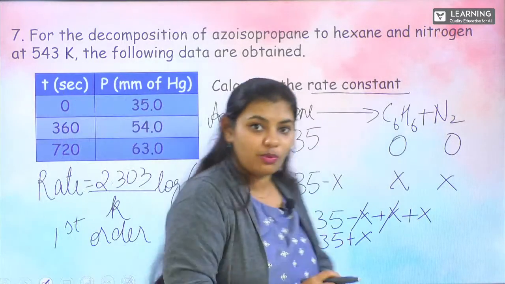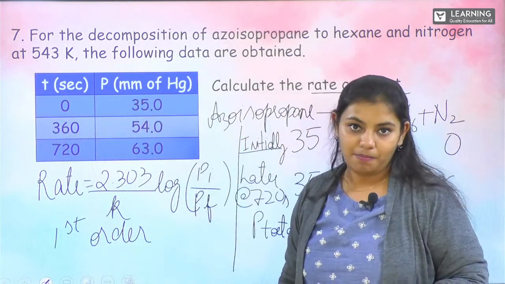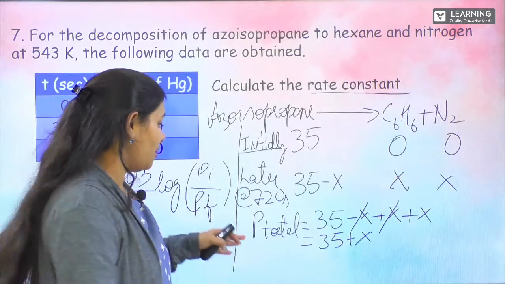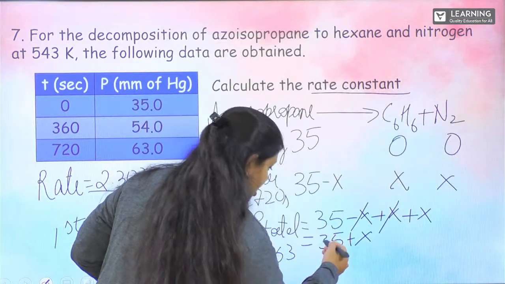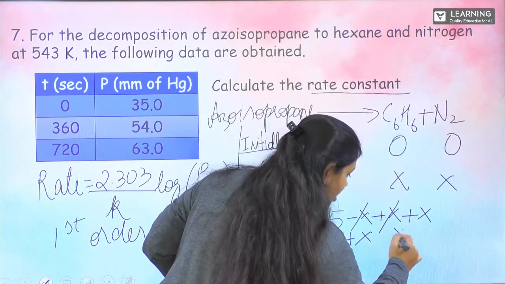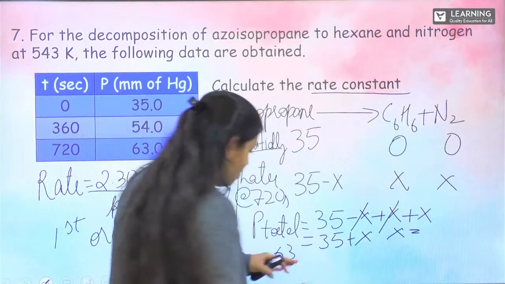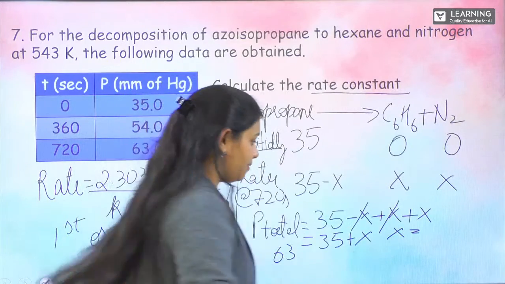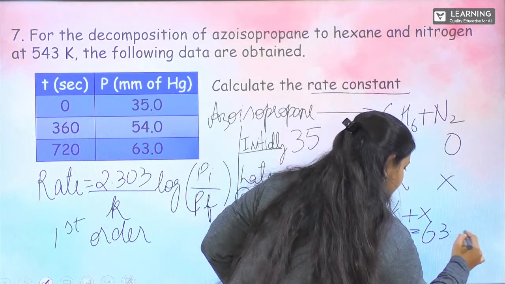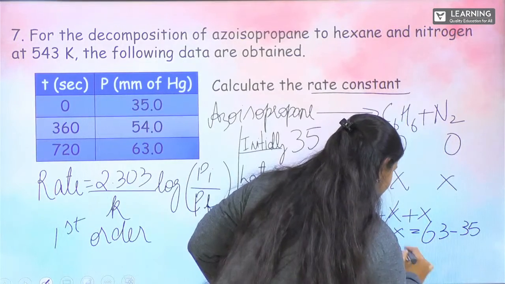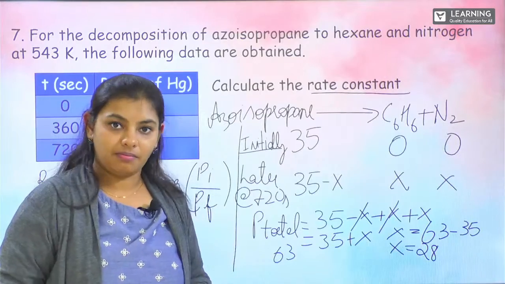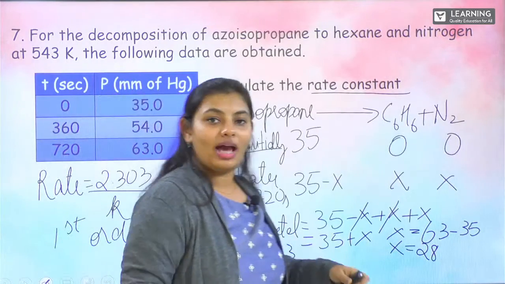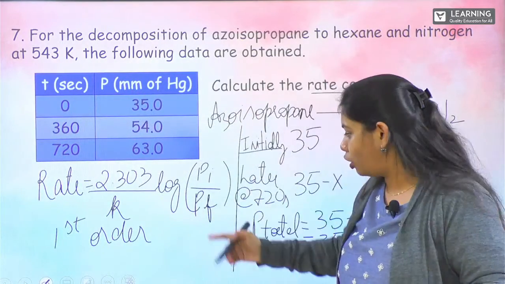So what exactly is P total over here? Later stage at 720 seconds, it's 63 mm of Hg, which is equal to 63. So I'm just going to find out x over here. X is going to be equal to 63 minus 35, which leaves us with x value of 28. Clear? Now we got the x value. What is the next thing that we need to find out from here?